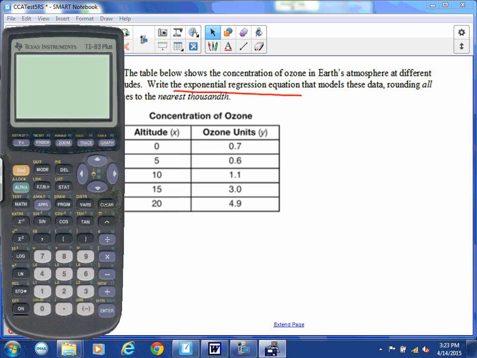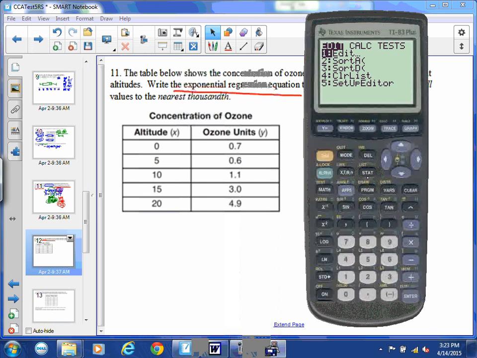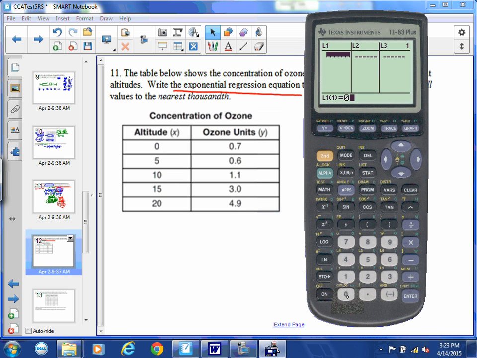And I'm going to hit stat, edit. Clear this out from earlier. Type in my 0, 5, 10, 15, 20. Oops, looks like I missed 1 there. And my 0.7, my 0.6, my 1.1, my 3.0, and my 4.9. The calculator rounds, which is why the 3.0 is a 3 and the 0.7, 0.6 lost a 0.